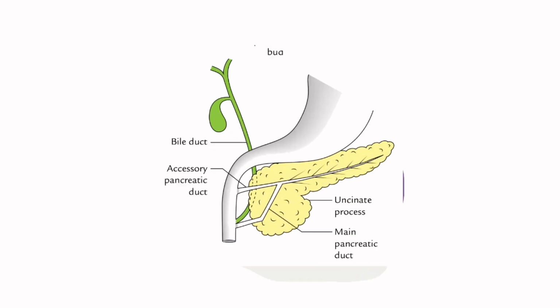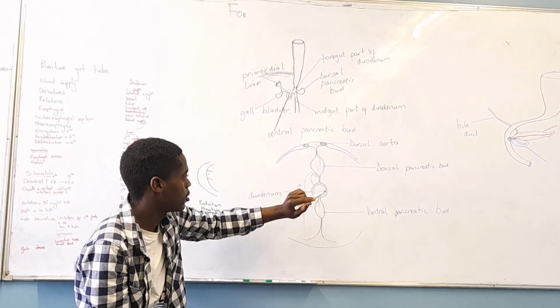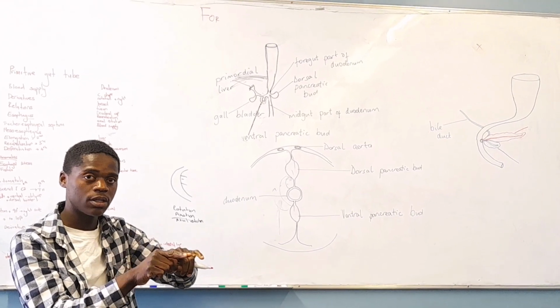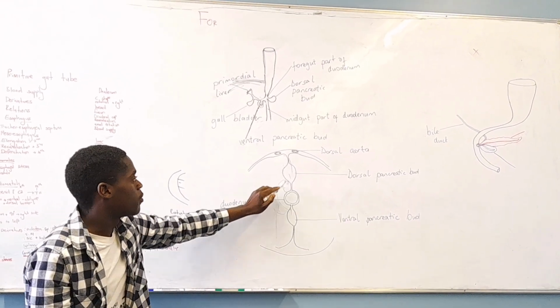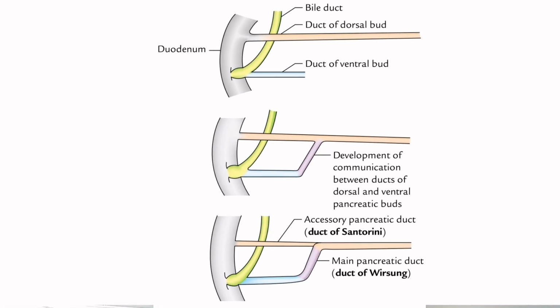So the ventral has a duct, the dorsal is also going to have a duct, and we are also going to have the bile duct as well. So all these ducts are going to be joined. As the ventral comes posteriorly, it's going to join together with the bile duct, and the duct of the dorsal pancreatic bud is also going to join, and we are going to form our main pancreatic duct, right?